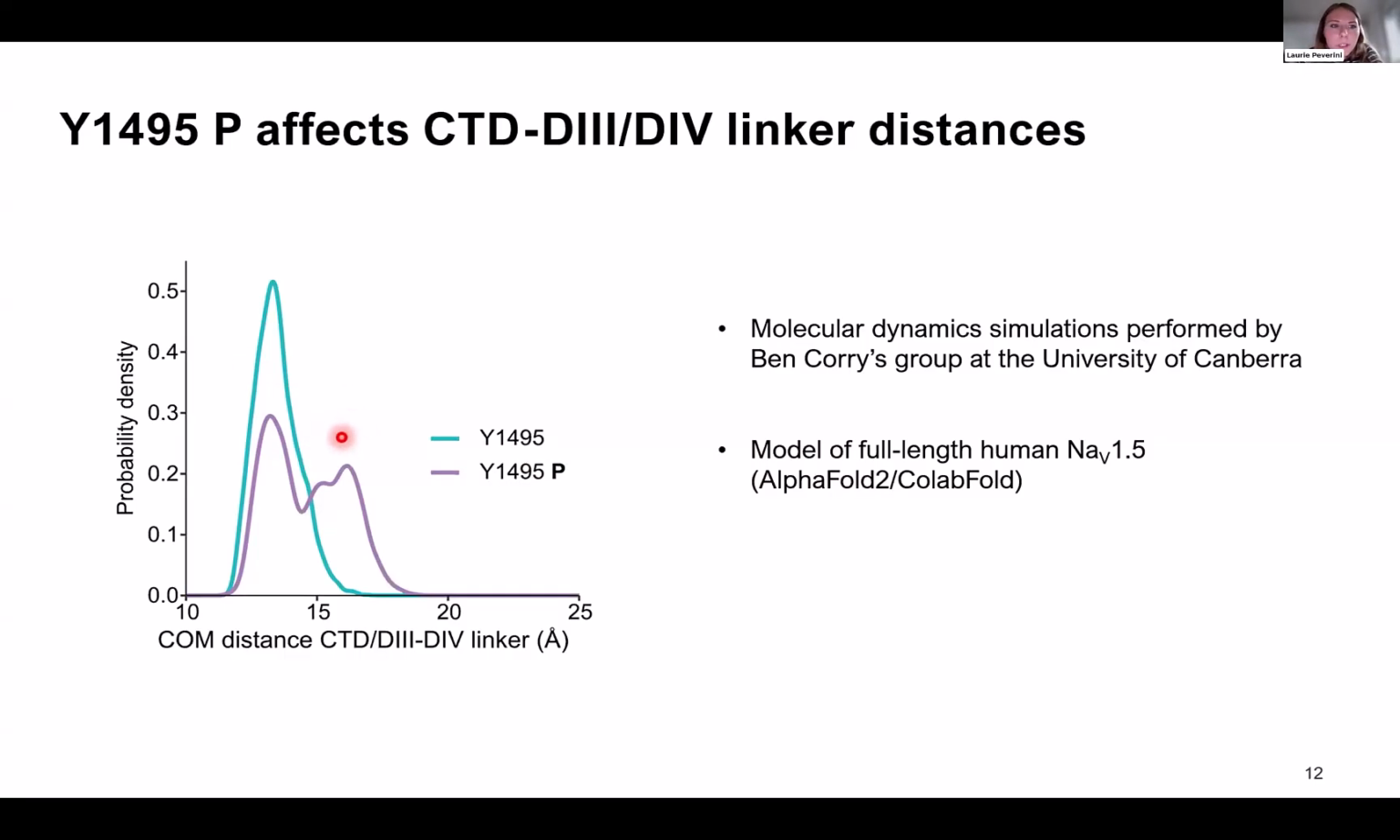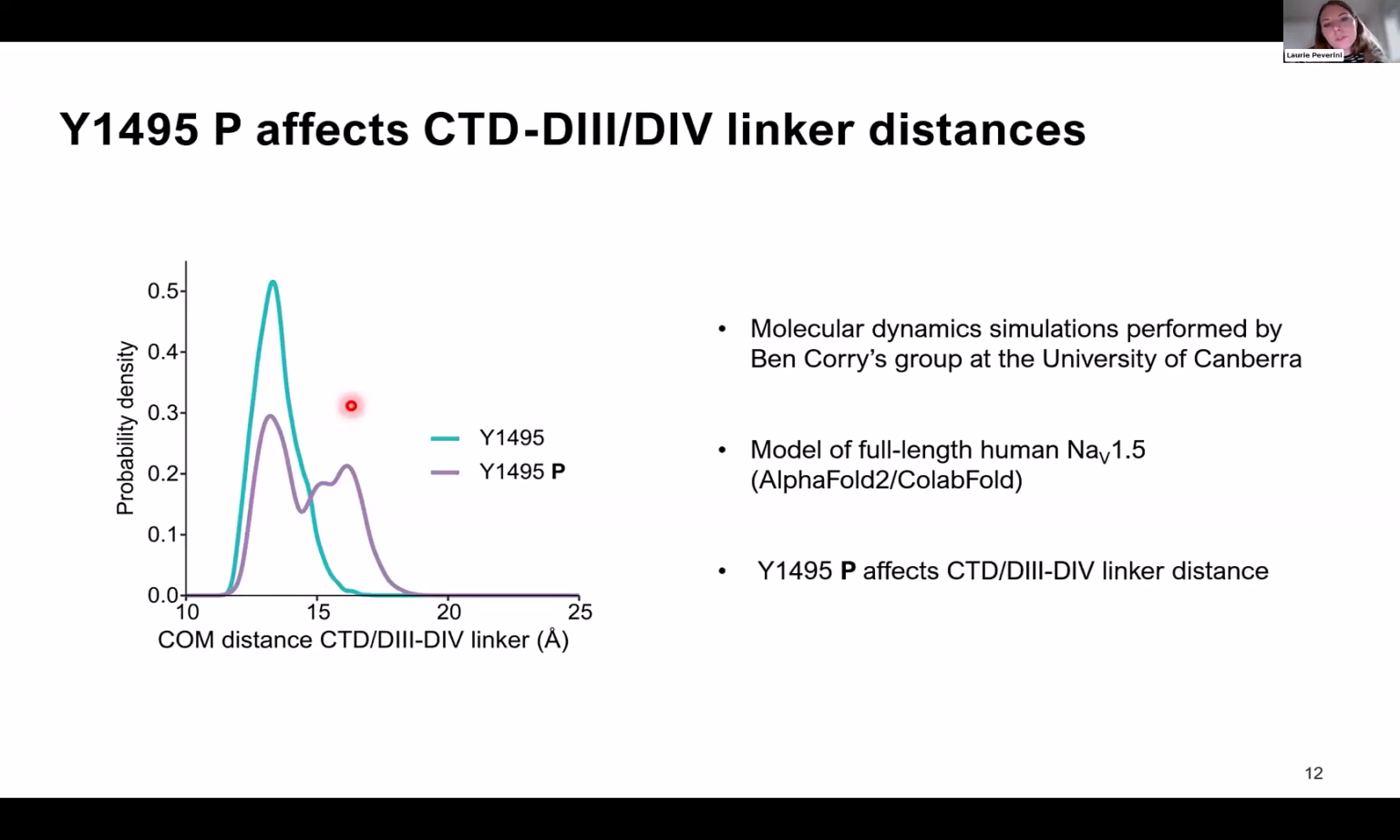It shows also, because there are several conformations that can be adopted, that there is a higher conformational plasticity of this intracellular domain with the phosphorylations. So it really highlights the critical effect of these phosphorylation sites on NaV1.5 function and activity.